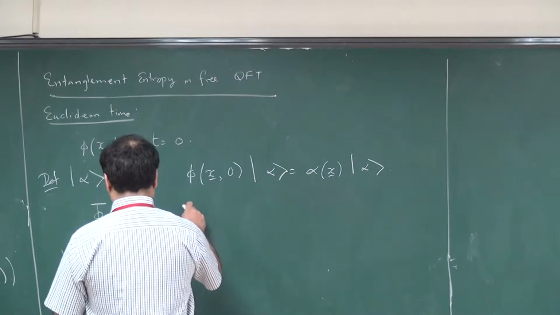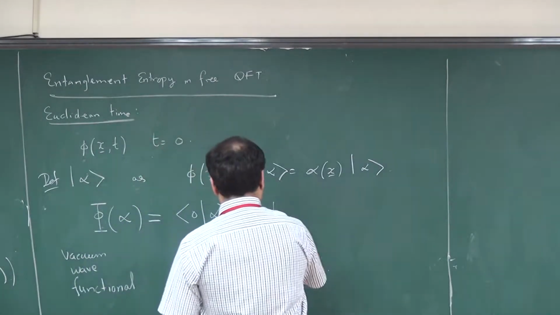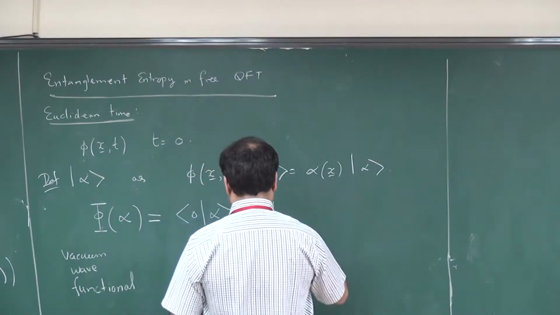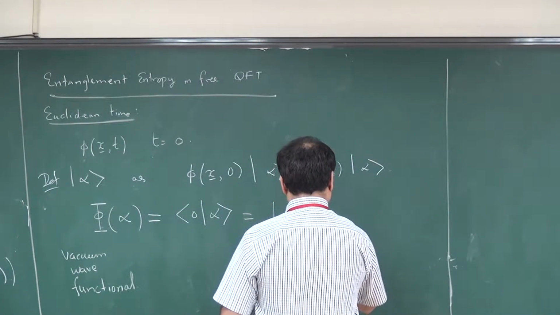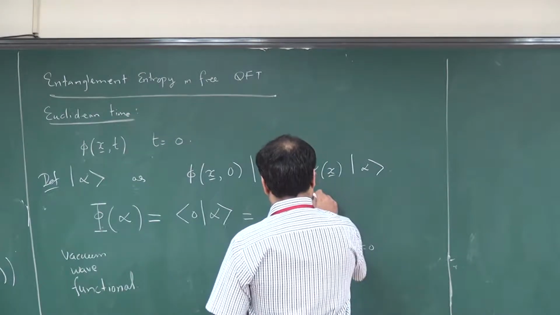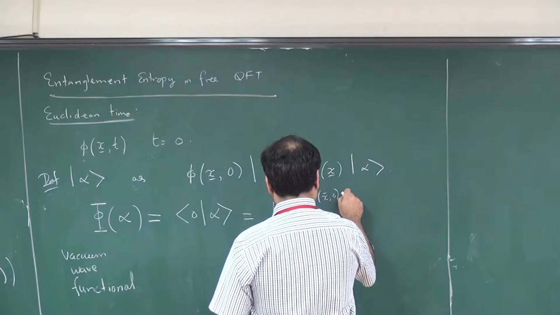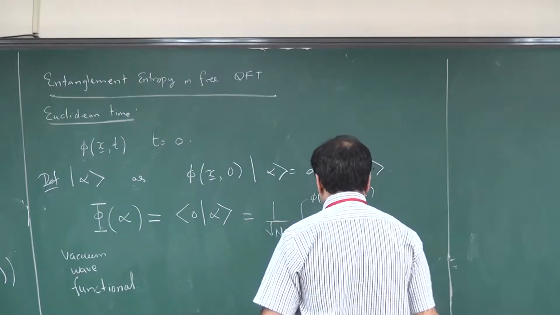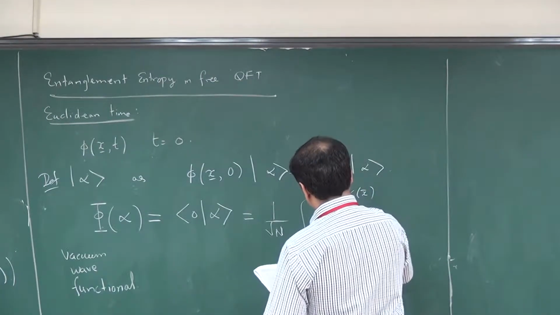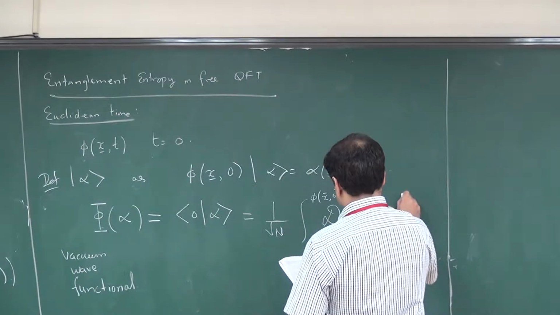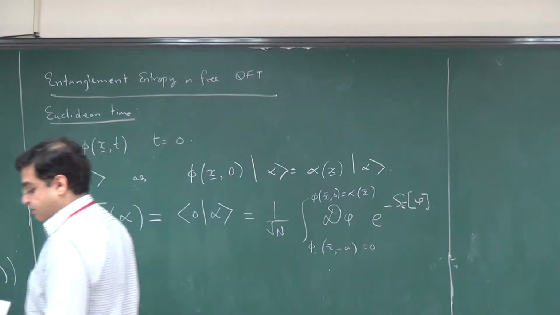It is defined as follows. It is the overlap of the vacuum with alpha, and it is, up to some normalization 1 over square root of N, which won't play a role, a functional integral over all time from minus infinity to 0. So this is the boundary condition that I'm imposing on the field. There's a functional integral D phi, and then this is e to the power minus S, the Euclidean action. So that is the definition of the vacuum wave functional.